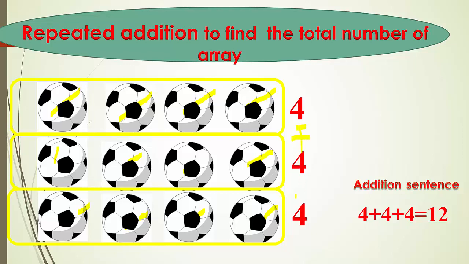Here, 4 plus 4 equals 8. 8 plus 4 equals 12. So the total number here is 12. This is what, teacher? This is repeated addition. Repeated addition. Okay. Let's see some exercise.